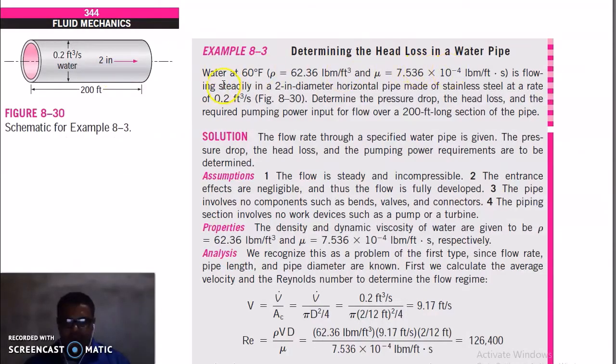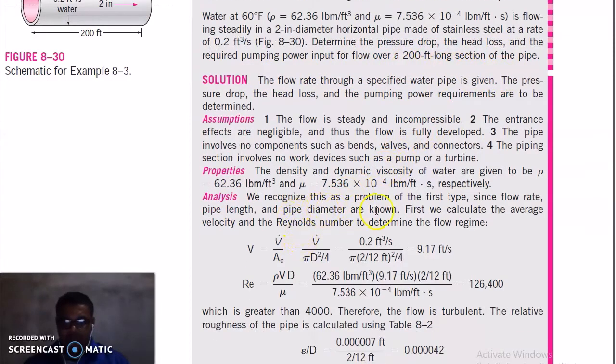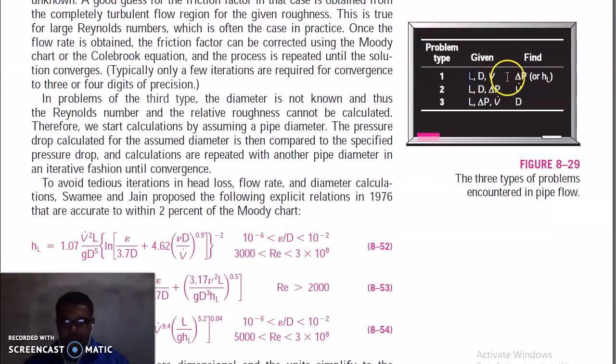To determine the head loss in a water pipe, water at 60 degrees Fahrenheit with this density and this viscosity is flowing steadily in a 2 inch diameter horizontal pipe made of stainless steel at a rate of 1.2 feet cubed per second. The pipe length is 200 feet. Determine the pressure drop, head loss and the required pumping power for this 200 feet long section. Now we recognize this problem as the first type, since flow rate, pipe diameter and pipe length are given. You have to find these values.